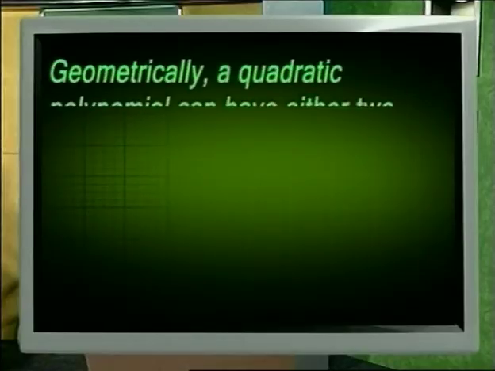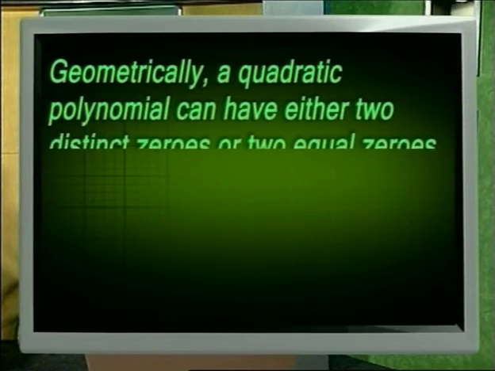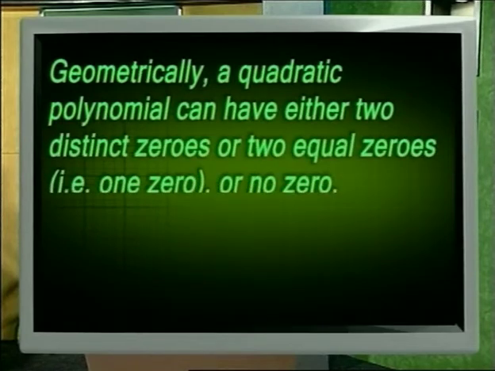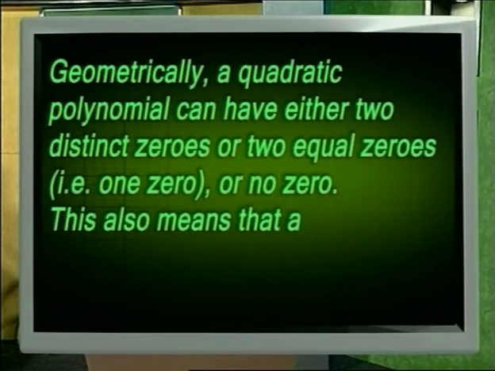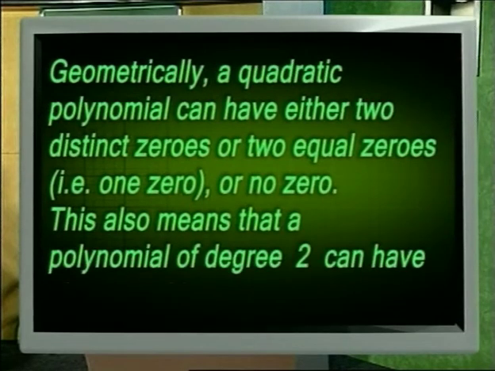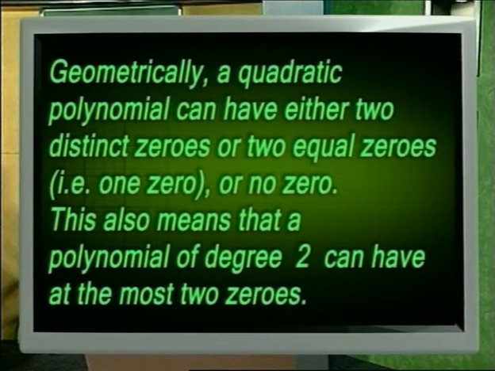So children, you have seen that geometrically a quadratic polynomial can have either two distinct zeros or two equal zeros or no zero. This also means that a polynomial of degree 2 can have at the most two zeros.